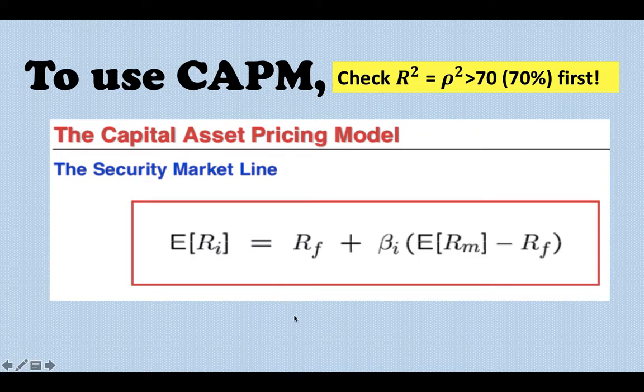Last, just to remind you about using CAPM. Because there's a beta in it, you have to make sure the underlying security, compared to the benchmark, has an R squared greater than 70 in order to use it. Always check the R square first.